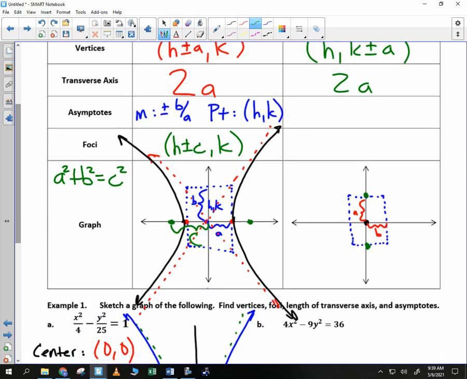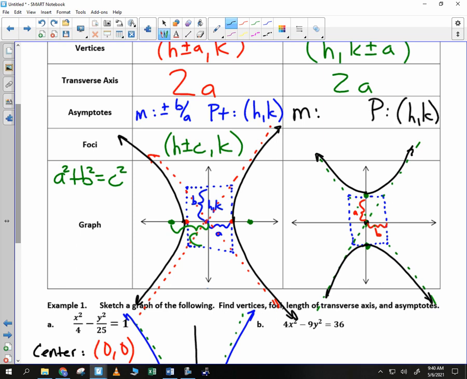Asymptotes. I'm going to draw them. There they are. I can now draw my shape. In order to write your equation for your asymptotes, you need slope and you need a point. Notice that the point is always the center, which is (h, k). What's the slope in this situation? A over b. Rise this time is A, run is B.